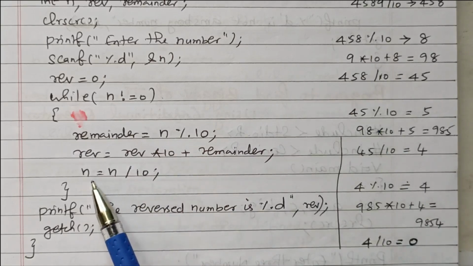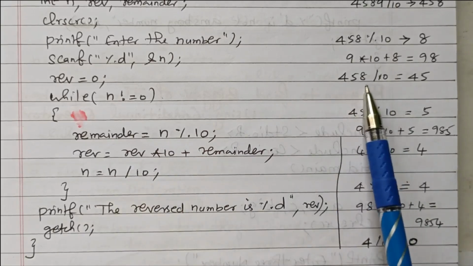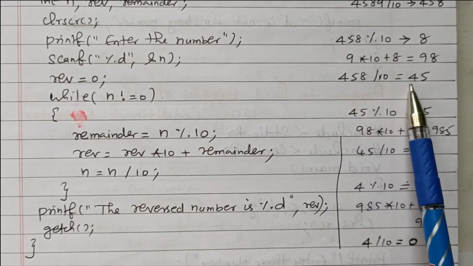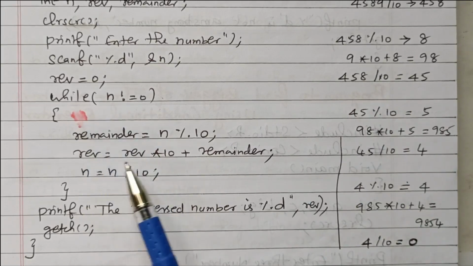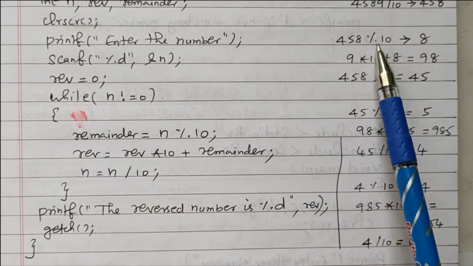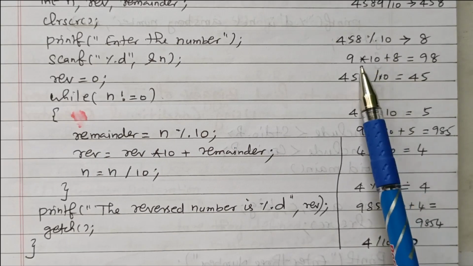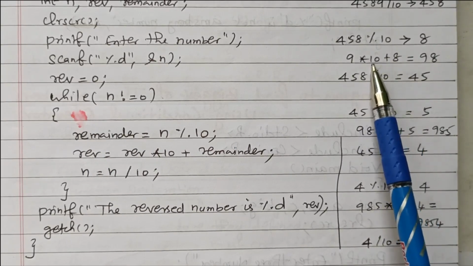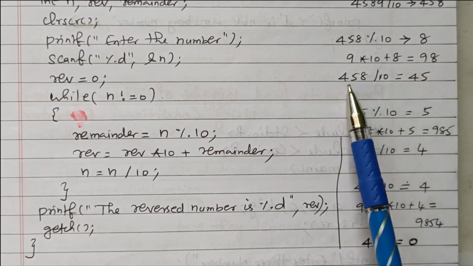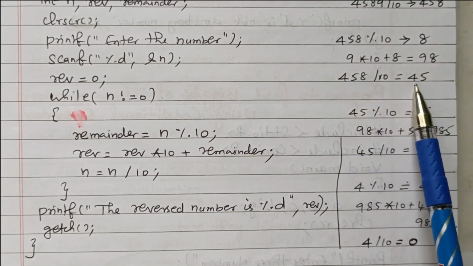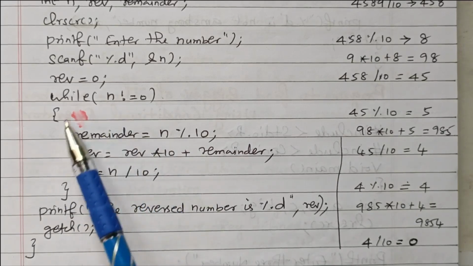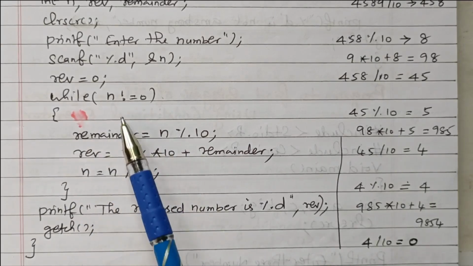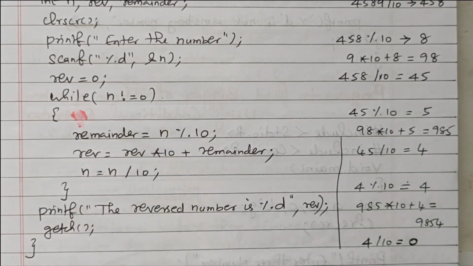Then what do we need to do? n equal to n by 10. This is divided by 10, so that 458 becomes 45. These three processes we are doing inside the loop. First, finding the remainder using the modulo operator. Then adding the value by multiplying by 10, so that the digit count increases. Then dividing by 10 in order to reduce the digit. This process will be repeated until n becomes 0. If n is not equal to 0, the process will continue.